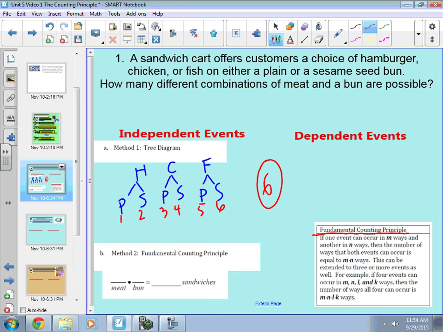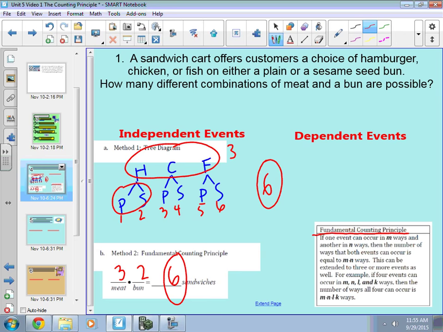So for this one, if we take our choice of meats, which is 3, and our choices of bun, which are 2, and multiply those together, you get the same answer of 6 possible sandwiches. So using the fundamental counting principle is often a much faster way of doing this.